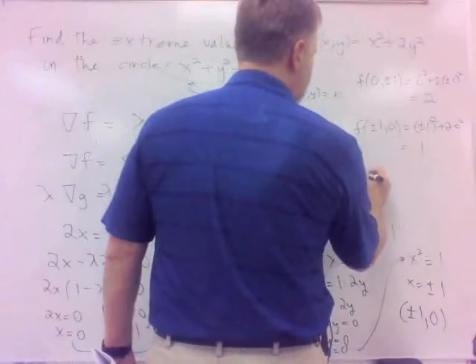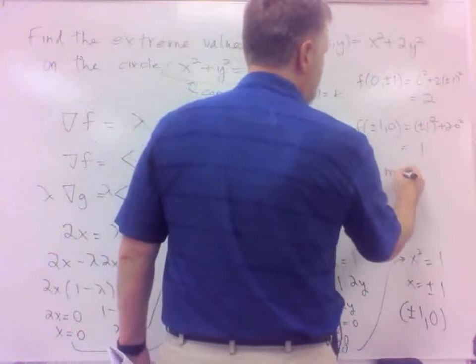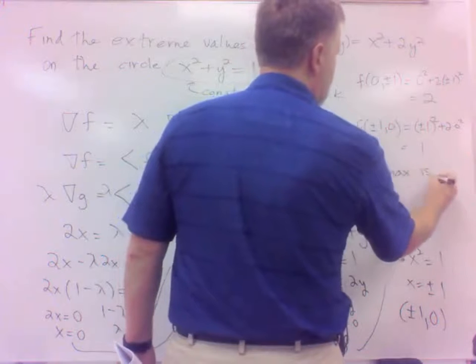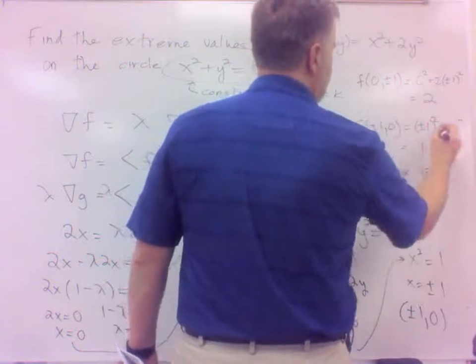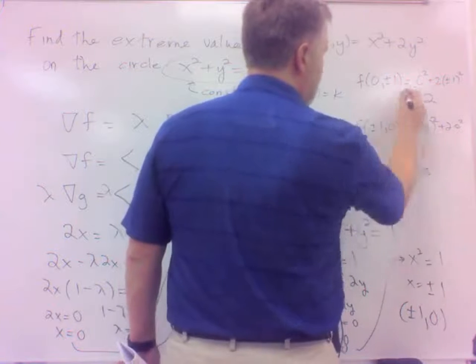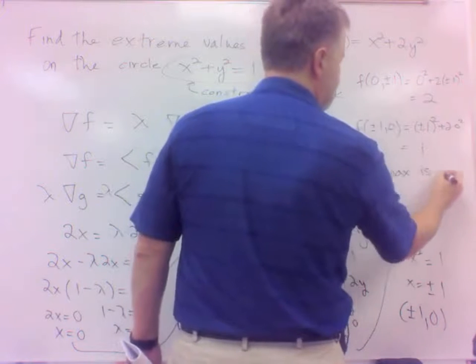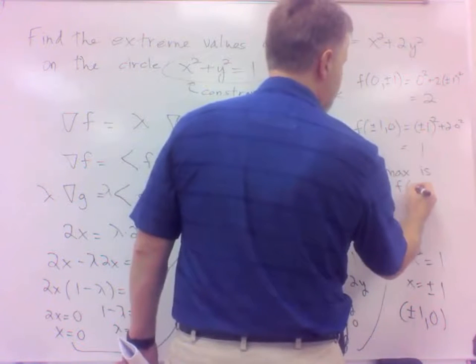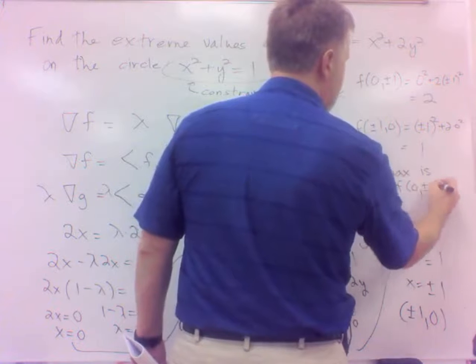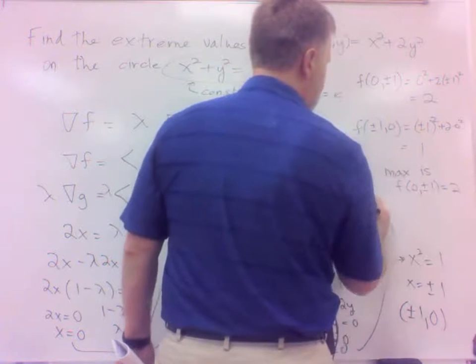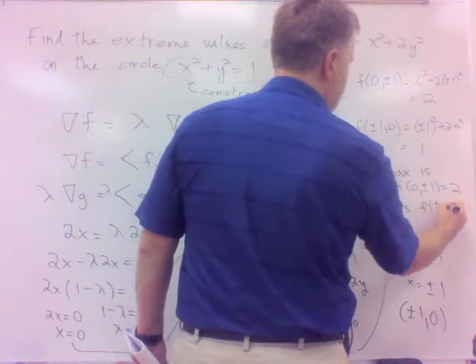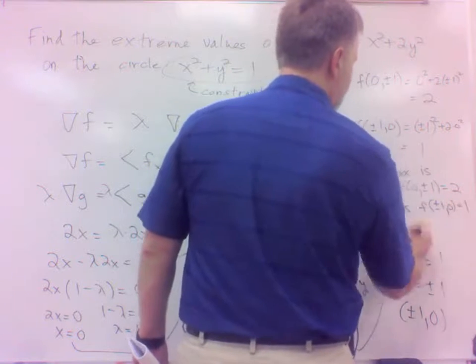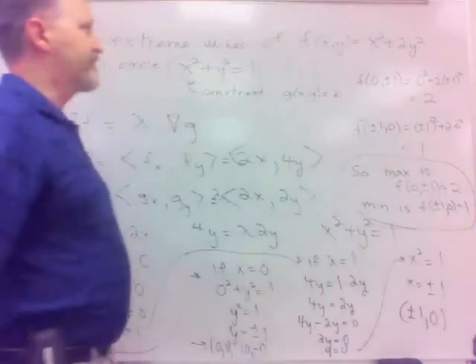So the max is f of 0, plus or minus 1 equals 2. Run out of room here. And the min is f of plus or minus 1, 0 equals 1. Those are extreme values based on this constraint.